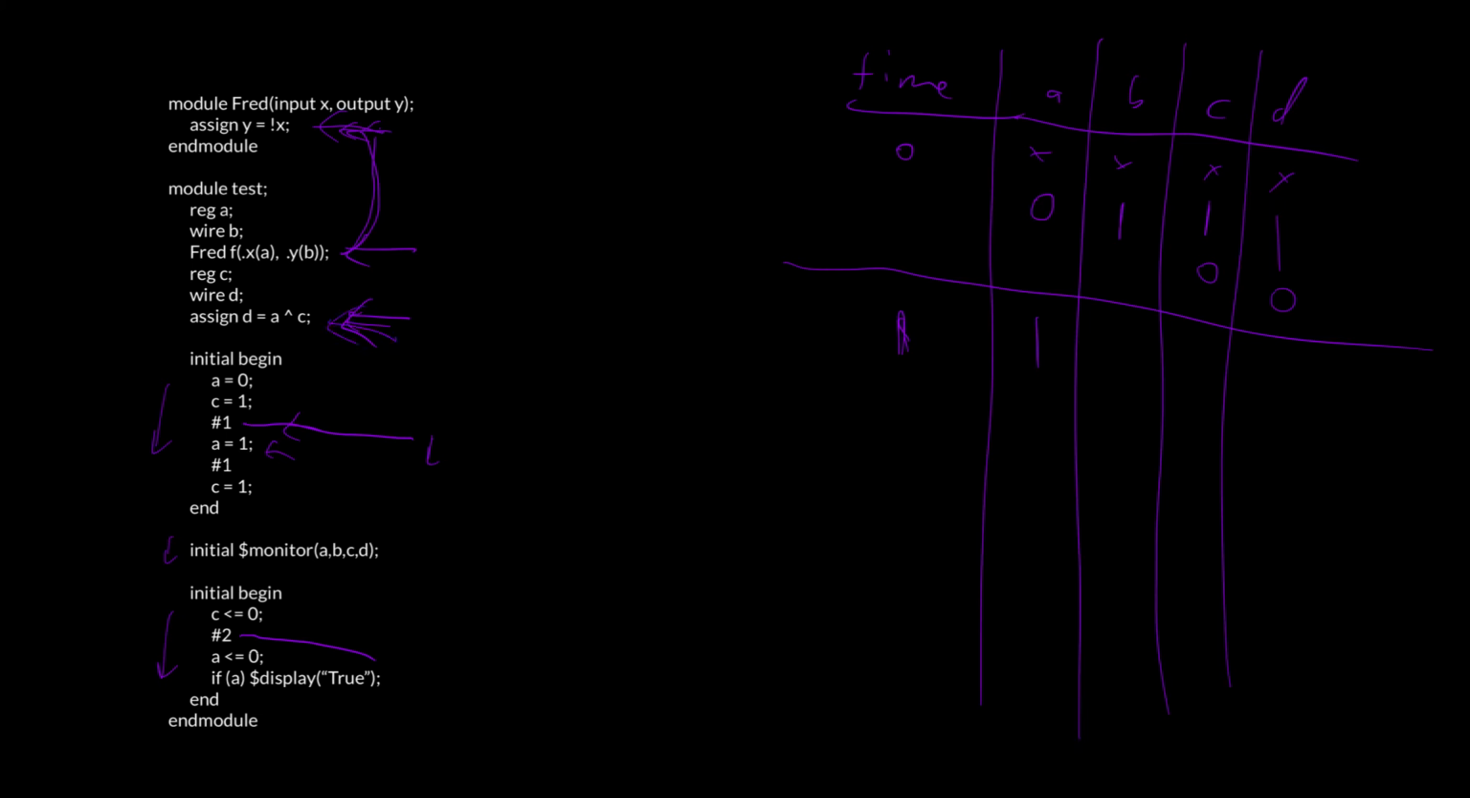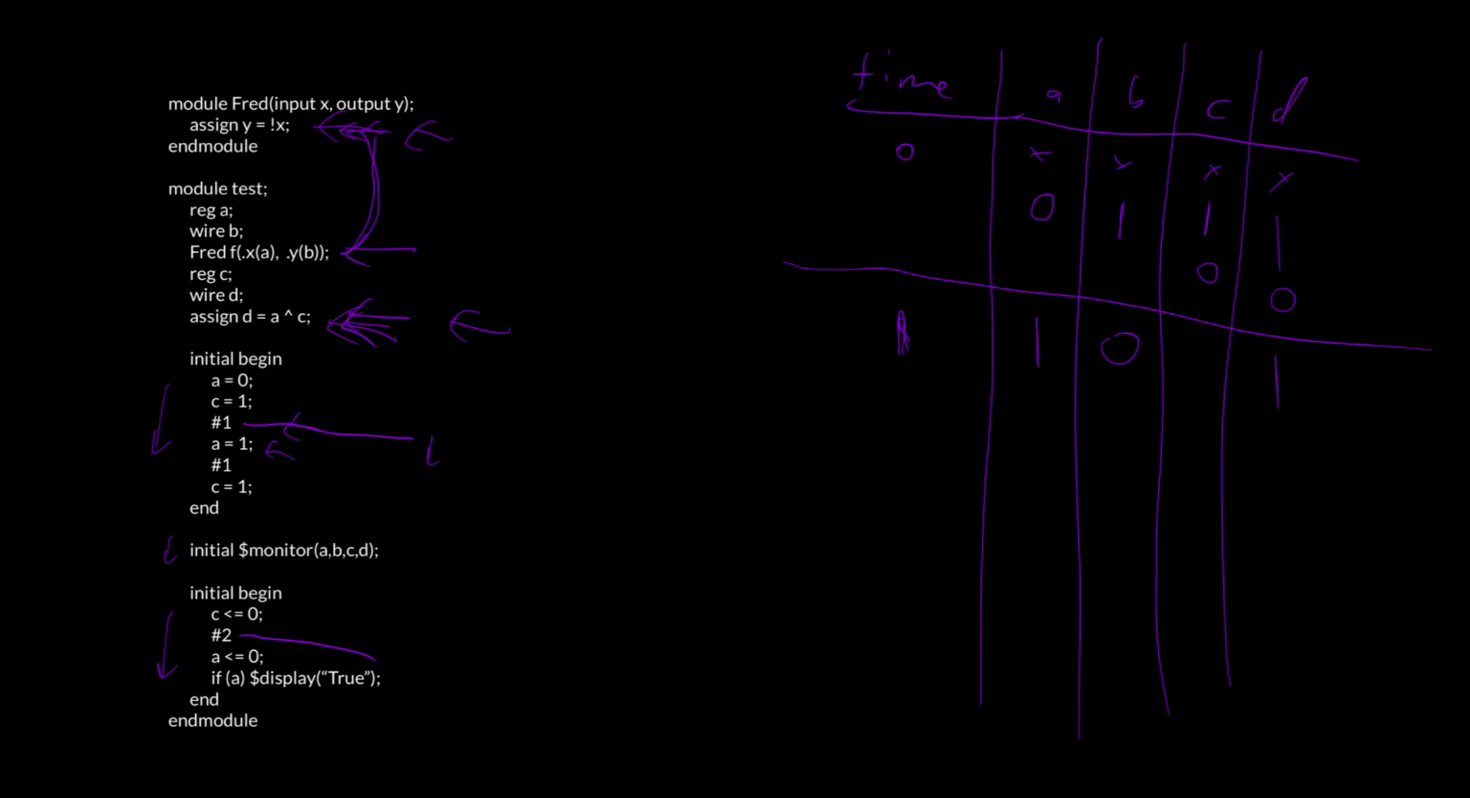We are free to choose any order we want. Let's do this active event first. D equals A exclusive OR C. A is 1, C is 0, so D becomes 1. Does changing D trigger anything else? No, it doesn't. Then we do this assign statement here. B is assigned the value of not A. B takes the value of not A. Does changing B trigger anything?